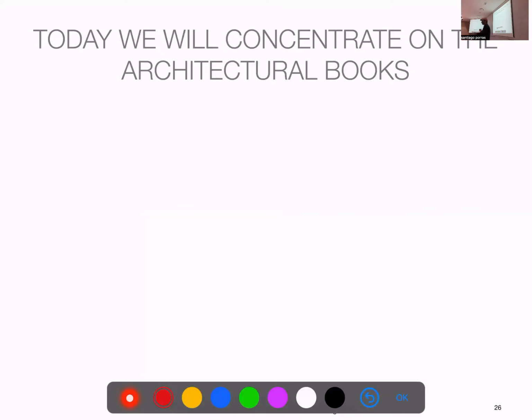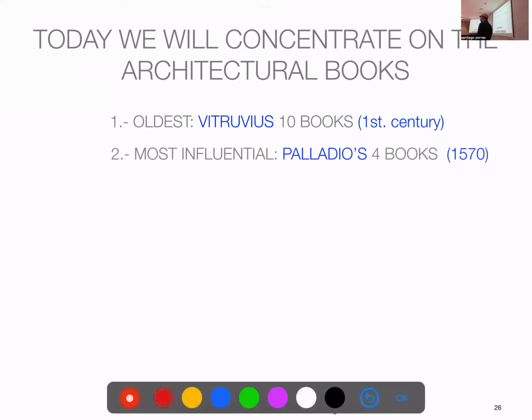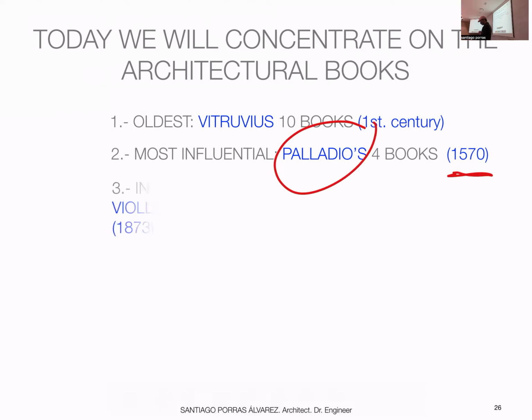Today we have almost a final lecture, so we will concentrate mostly on the books. This could be a full, not a full course, but a full major. Actually, there are majors just for traditional construction and traditional buildings. So the oldest is Vitruvius, 1st century. Most influential in the West has been Palladio for books, which is 1,500 years later, a bit more. Maybe not the best, but clear and really influential.